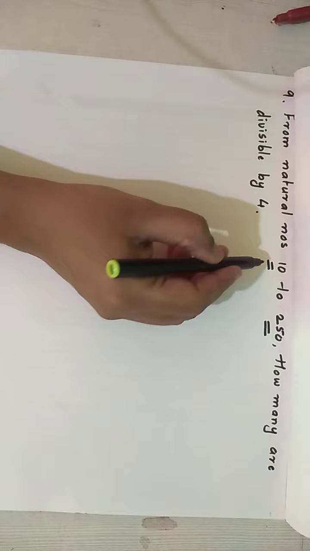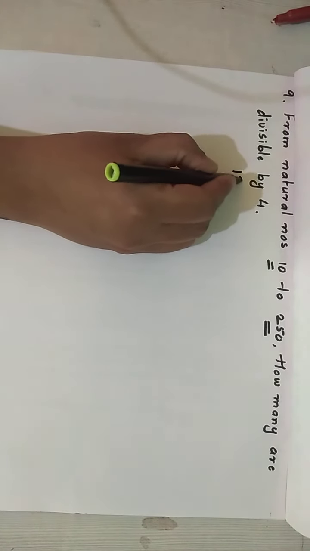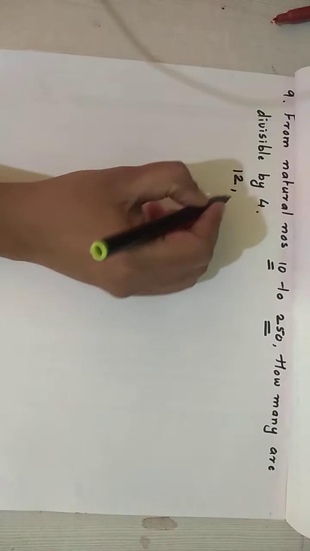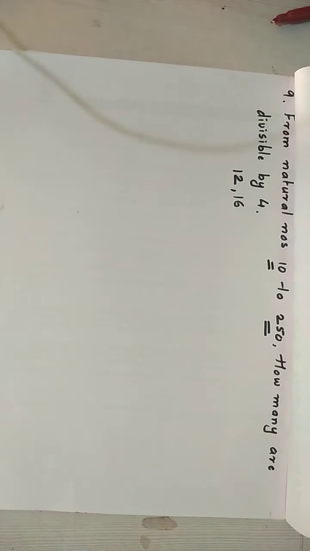Let's start with the first number, 10. Does 10 go in the table of 4? No. After 10 is 11. Does 11 go in the table of 4? No. What about 12? Does 12 go in the table of 4? Yes, 4 3s are 12. That means 12 is divisible by 4. What will be the next number which is divisible by 4? It will be 16. Every time you need to add 4. This is how we write the table of 4.